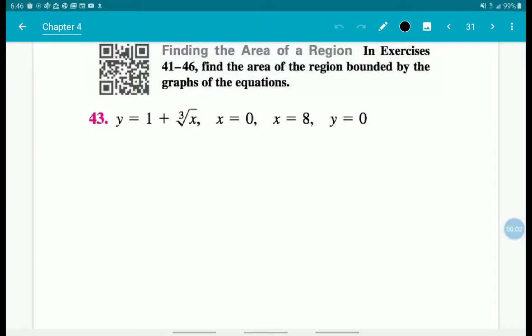So let's do a few more examples. Let's say we want to find the area of a region that's bounded by these equations. So we have y equals 1 plus the cube root of x. We have x equals 0, x equals 8, and then y equals 0. It's really nice if we can draw a picture of what's going on with this example.